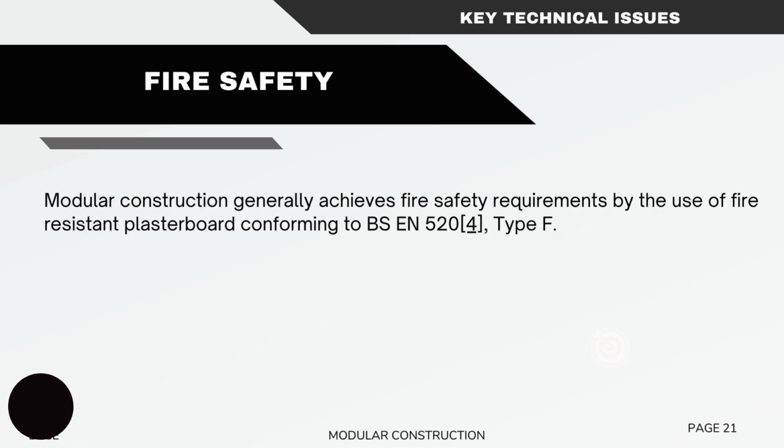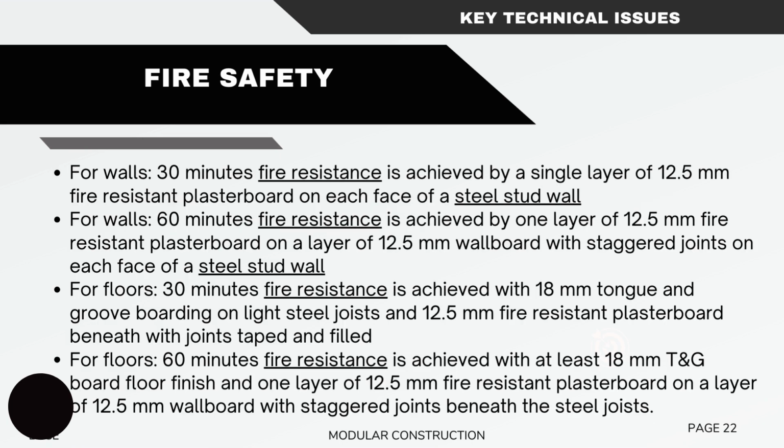So fire safety is provision of adequate means of escape, ensuring structural integrity and controlling spread of fire across compartment boundaries. In modular construction these requirements are generally achieved by the use of fire-resistant plasterboard conforming to BS EN 520. Alternatively, materials such as cement particle board and gypsum fiber board may also be used in combination with plasterboard as the facing layer. So as you can see here, we have the fire safety of each.